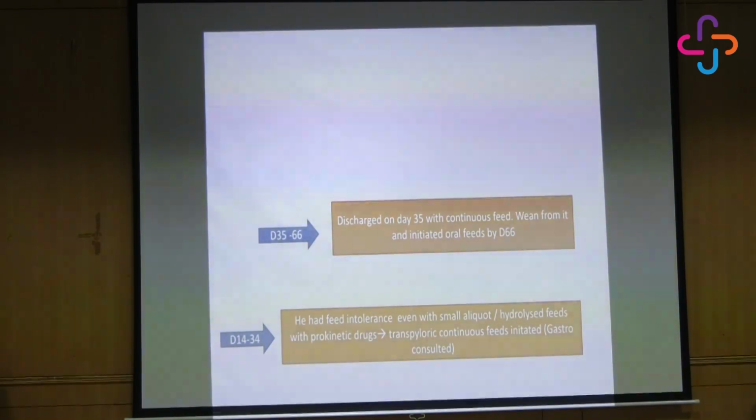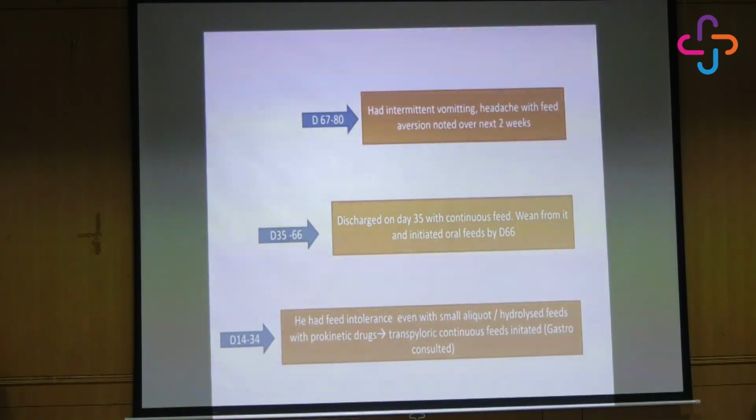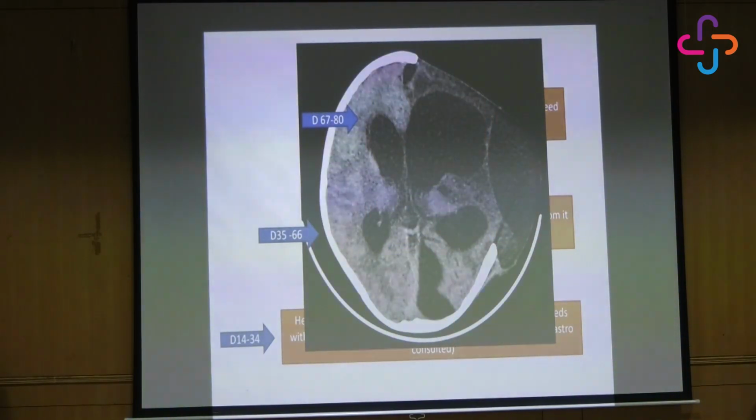And over a period of 1 month, the child was weaned slowly, so oral feeds were initiated. After 1 or 2 weeks, the child started having intermittent vomiting, headache and feed aversion. The repeat CT was taken, which showed hydrocephalus. The plan is to do shunting in the following days.